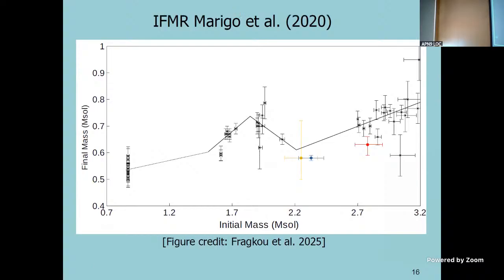We also plotted our points with the initial-final mass relation from Marigo, and they found the kink at an initial mass of around 1.7 to 2.2 solar masses. So we can see that our points actually delineate this kink in a space that is sparsely populated.